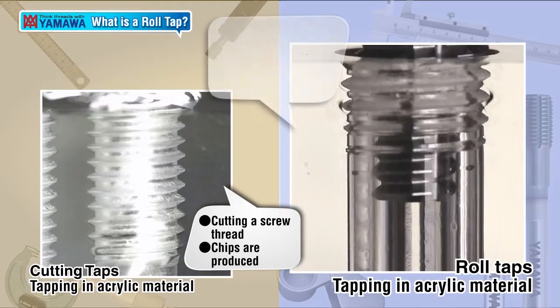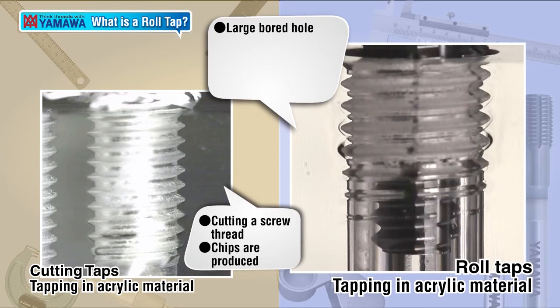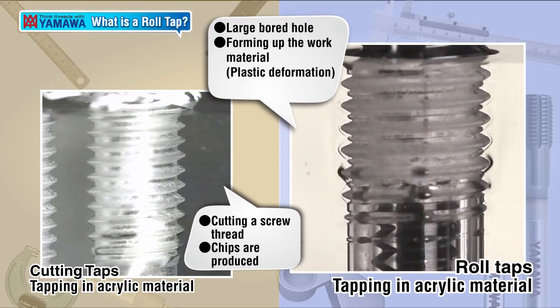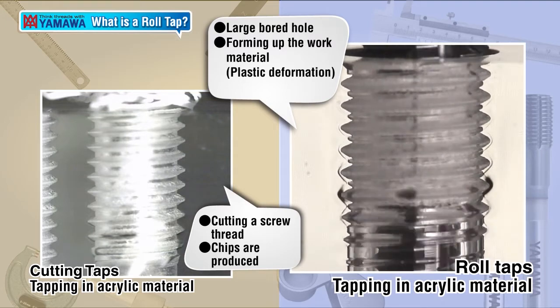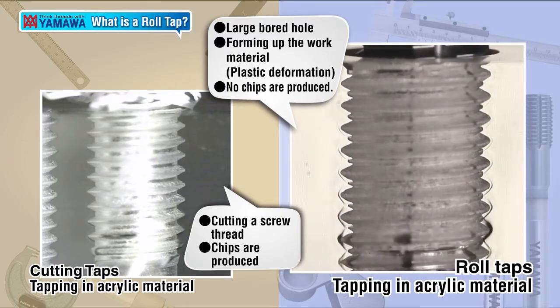On the other hand, roll taps require larger bored holes than cutting taps. Roll taps displace the work material and create internal threads by plastic deformation. Therefore, no chips are produced.